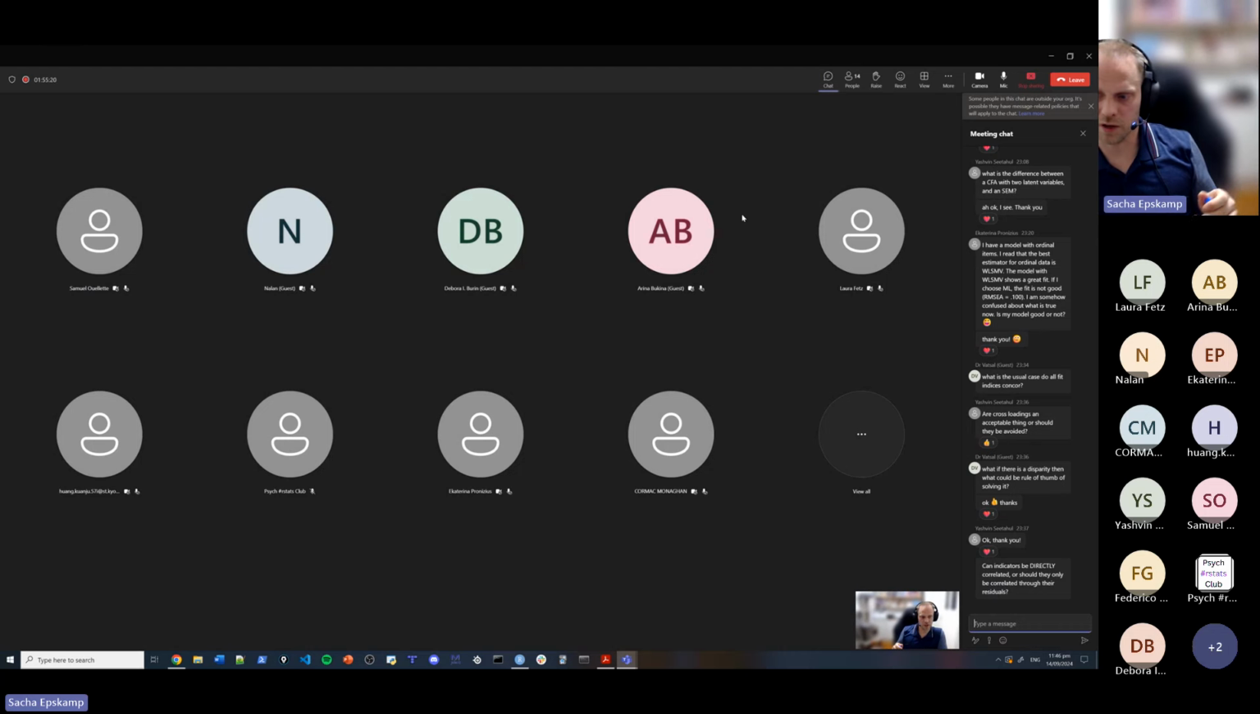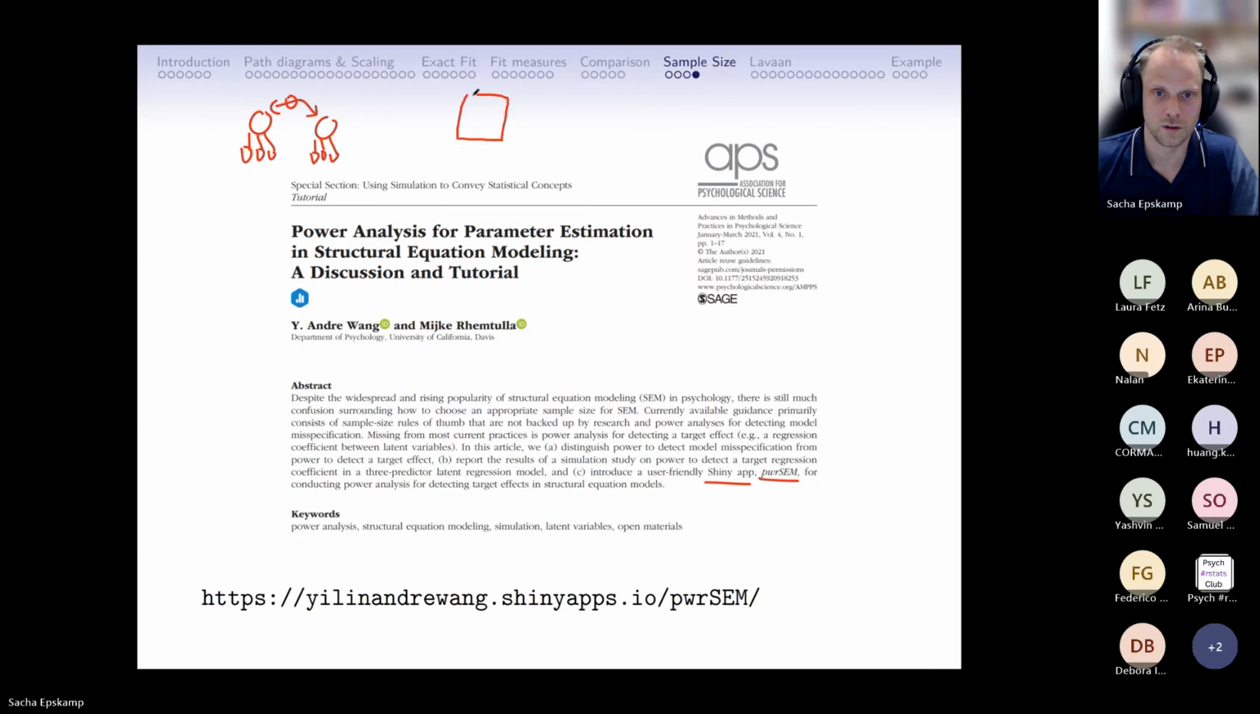Can indicators be directly correlated, or should they only be correlated to the residuals? In SEM, we have exogenous variables and endogenous variables. Exogenous variables have no incoming arrows, and endogenous variables have incoming arrows.